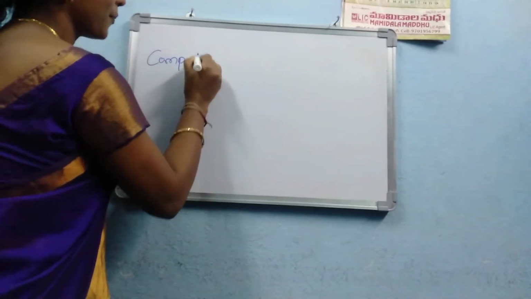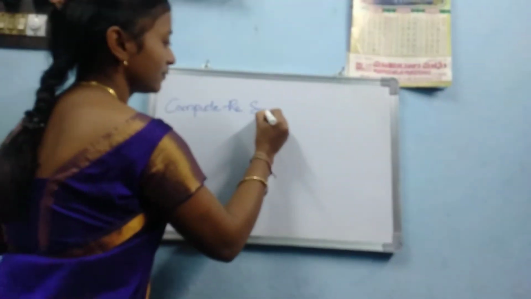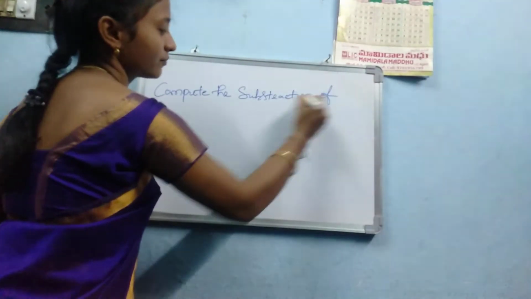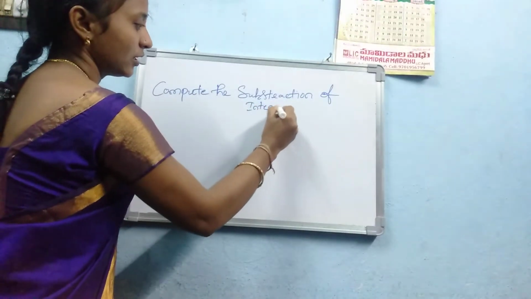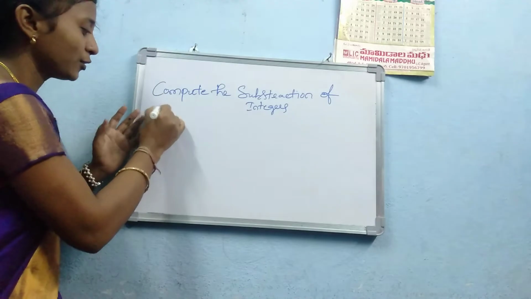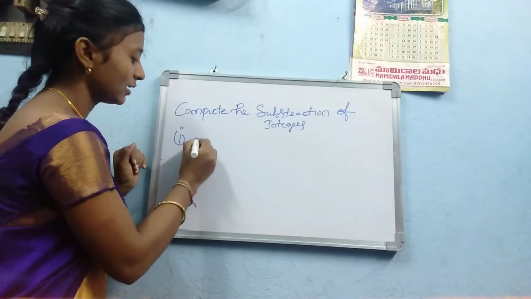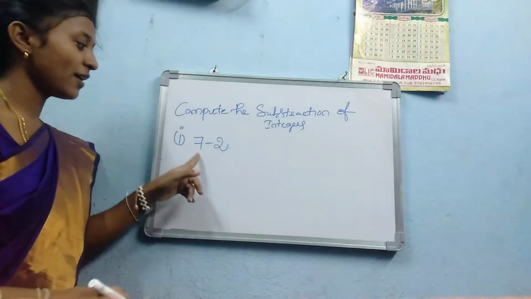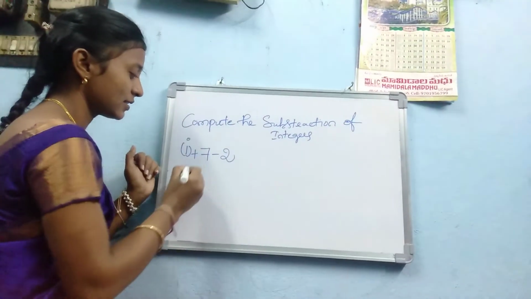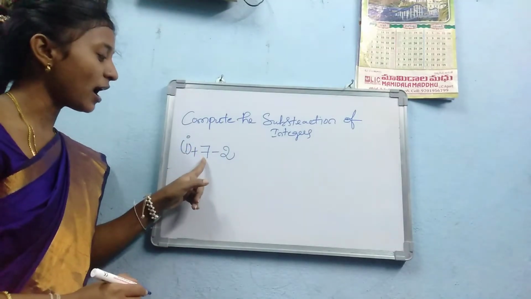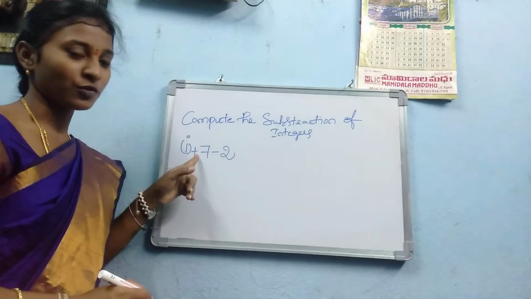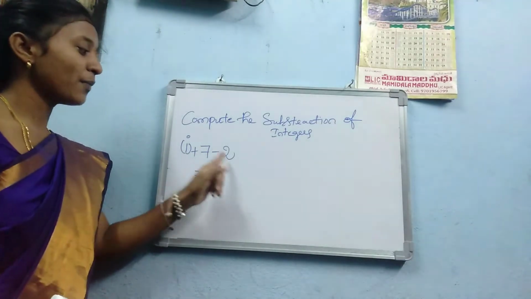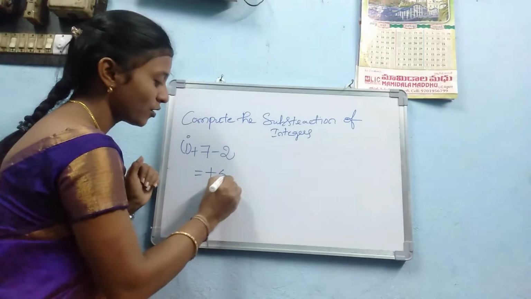Compute the subtraction of integers. We take two integers and subtract: 7 minus 2, plus 7 minus 2. The bigger number has the positive, that is the plus symbol, so we get the answer in plus. 7 minus 2 is 5, so plus 5.